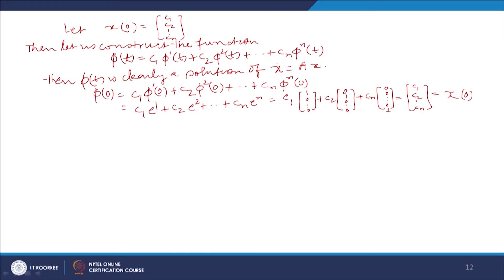So, this means that by the existence and uniqueness theorem, it follows that the solution of the equation x dot equal to Ax must be unique. Therefore, phi t must be the same as x t. So, by the existence and uniqueness theorem, phi t must be equal to x t. x t and phi t must be identical.